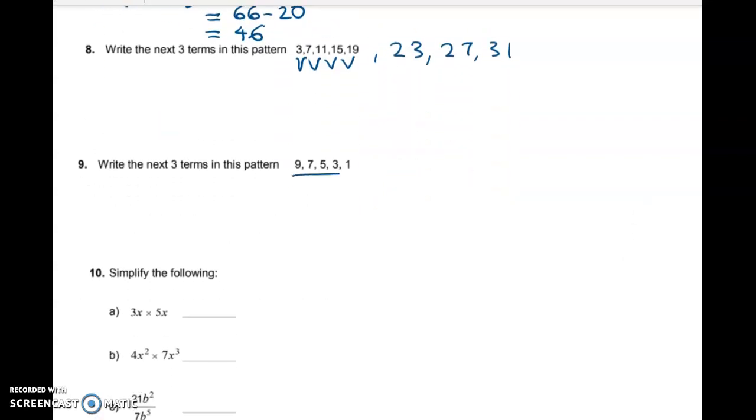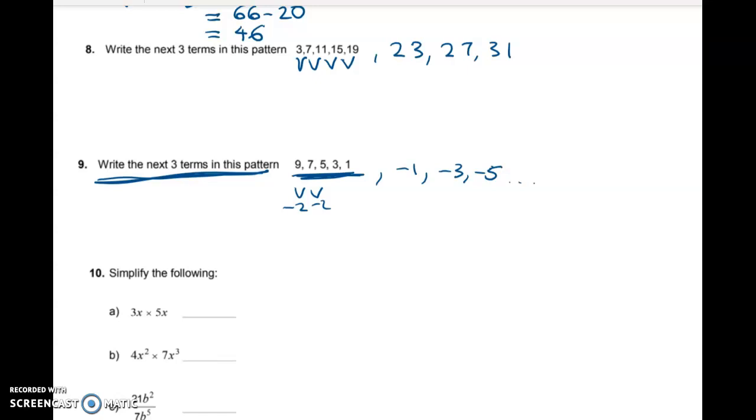The next 3 terms in this pattern will be, well, let's see, it's going down in 2, so minus 2, so it's linear. We need to keep going down in 2s, so we get -1, -3, and -5. And the same questions for this one. Think about how you could write the rule, and think about how you could graph the rule.